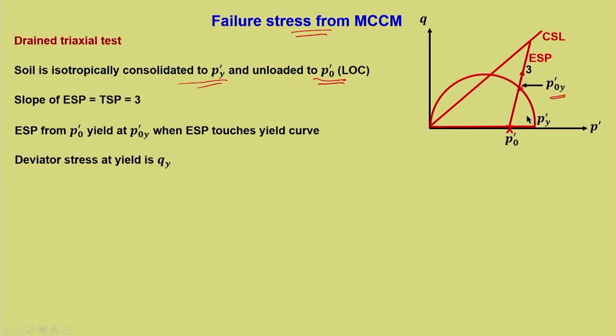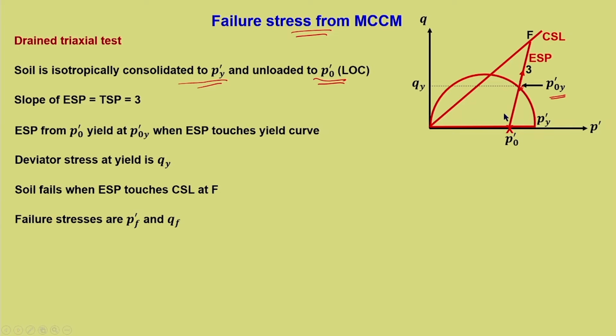Deviatoric stress at yield is Qy. So that Qy is given. Soil fails when ESP touches CSL at F. So this is the point F. Failure stresses are P dash F and QF. So all these can be determined, like we can determine Qy, P naught dash y. P naught dash y is written because the initial point is P naught dash, and the failure stresses QF and P dash F all can be determined.